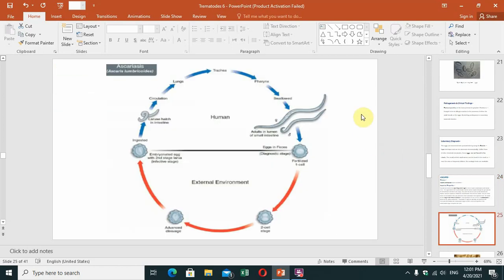In the life cycle of Ascaris lumbricoides, the infective stage is the embryonated egg that will be swallowed or ingested with contaminated food and water to convert to the larva, and this larva will circulate to the lung, trachea, pharynx, and be swallowed again, reaching the small intestine as adult worms, which are female and male.